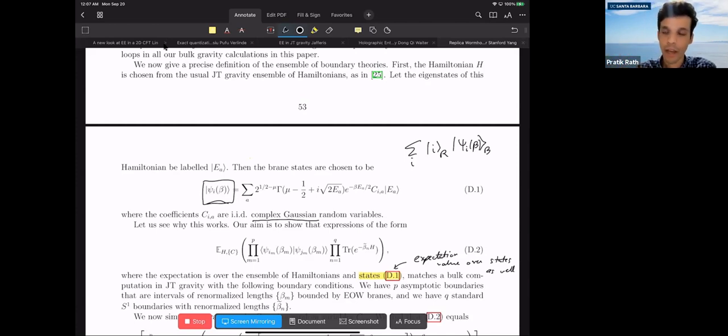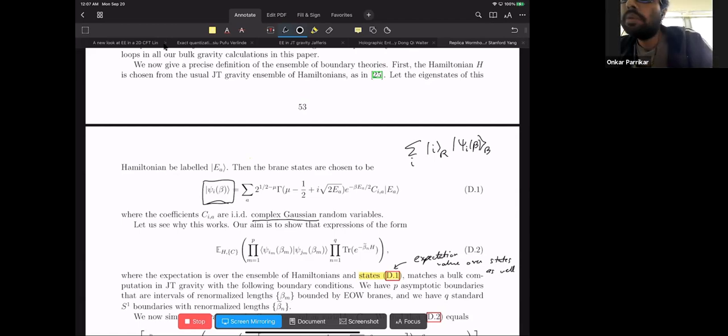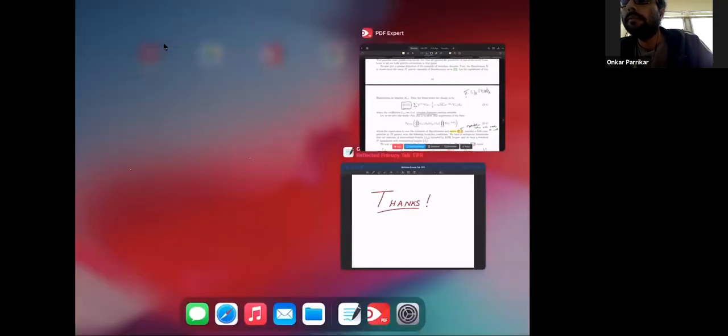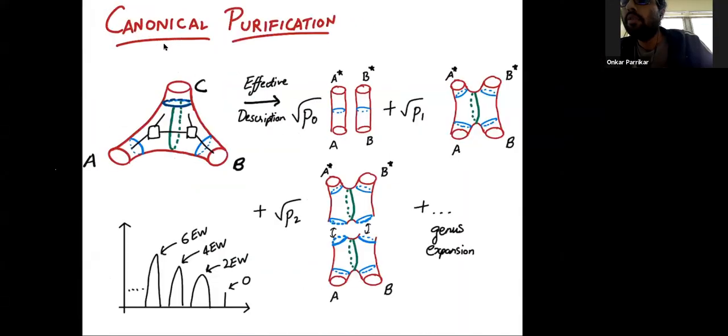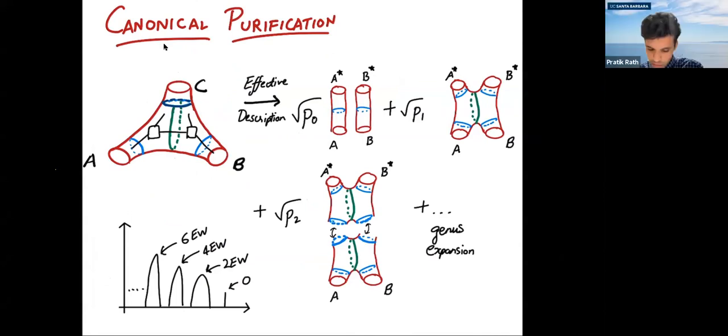Right. Yeah, and the other question I had was about these higher genus solutions that you found in your random matrix description. I was just trying to understand why only one of them, in particular the P1 guy or the 2 times EW guy, somehow dominates at some point, but the other ones don't.